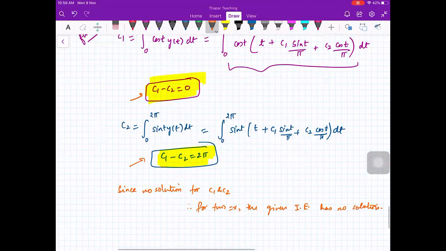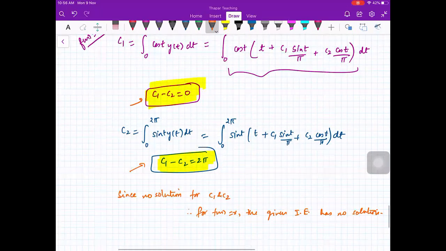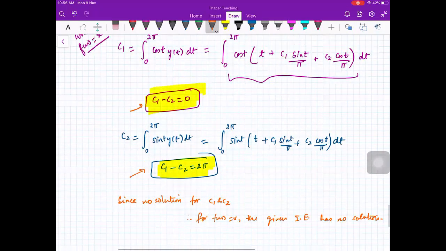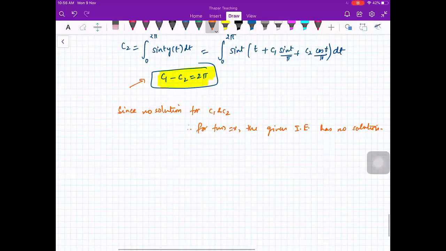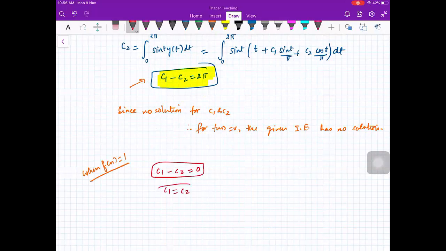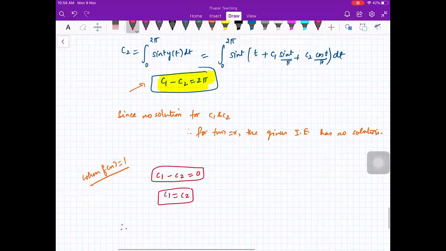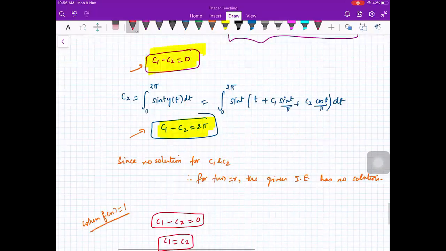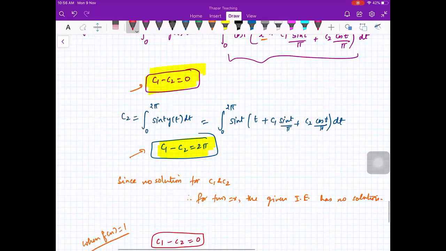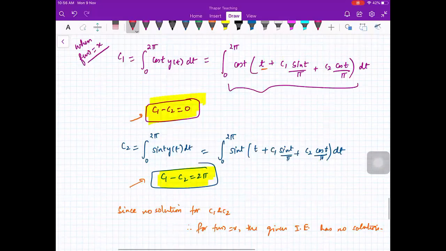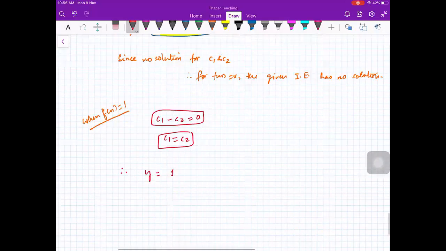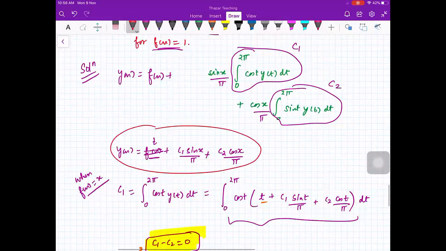Okay. Now you can take f of x is equal to 1. When you take f of x is equal to 1, in that case, both the equations will be c1 minus c2 equal to 0. You'll get both the equations as this. So you'll get c1 equal to c2. Therefore, your solution is actually here. Okay, y is equal to 1. Sorry, not t, 1. Because y is actually f of x. So let me write f of x here only. Here we are taking x is equal to t.